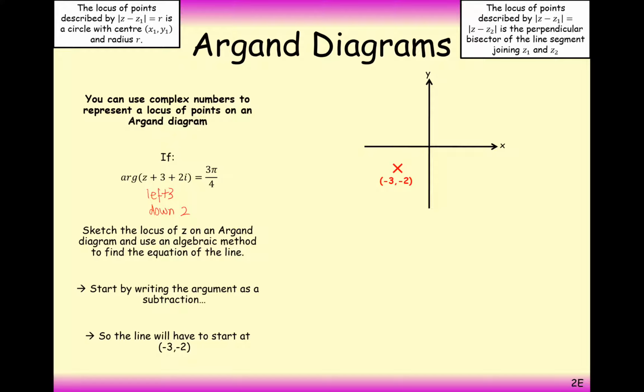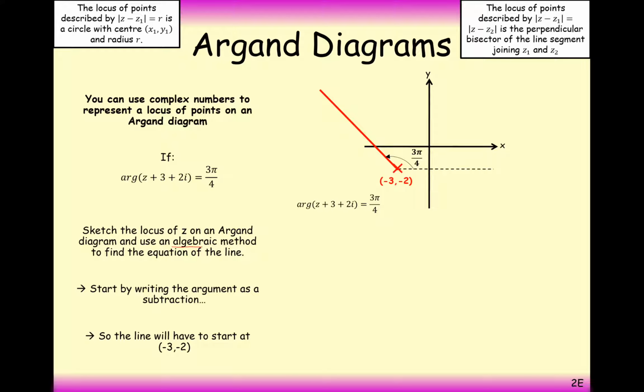So we're going to start the line at left by 3, down by 2, and the angle is going to be at 3 pi by 4 from this horizontal. So it's round 3 pi by 4, just like this. If the angle was negative, then you'd obviously have your line on the bottom side of the horizontal line. So the line is this half line here, just like we've got there.